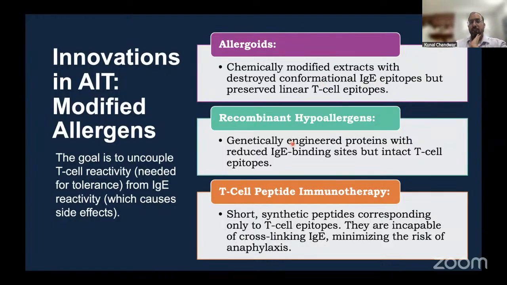You can even genetically engineer the allergens and produce only proteins that bind to an intact T cell epitope without significant binding to the IgE, and you are just synthesizing the T cell epitope through peptide synthesis, and this will have much less allergic exposure, and in turn much fewer side effects.